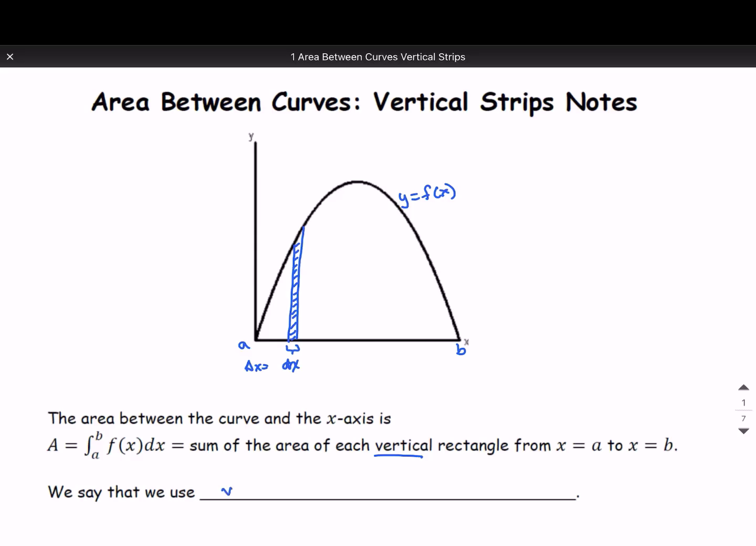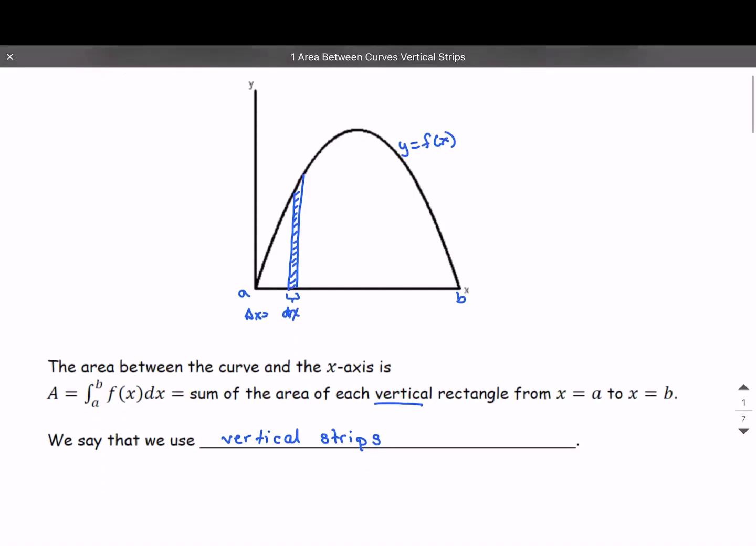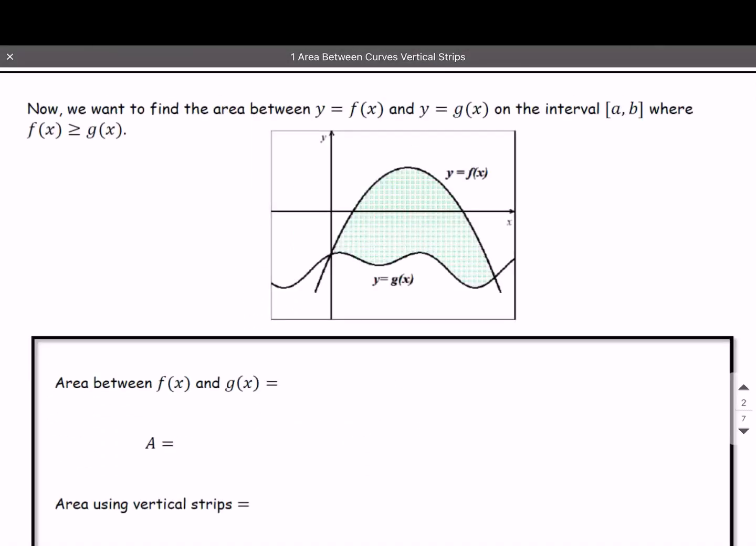So we say that we use vertical strips. You'll understand why we're talking about vertical strips a little more in the next lesson. But vertical strips just mean that we're doing everything in terms of x, okay? We have dx, the change in x's, our function is written in terms of x, and we're integrating in terms of x. So we want to find the area between y equals f of x and y equals g of x on the interval from a to b, where f of x is bigger than g of x. It doesn't matter which one, we just have to assume one of them is bigger, okay?